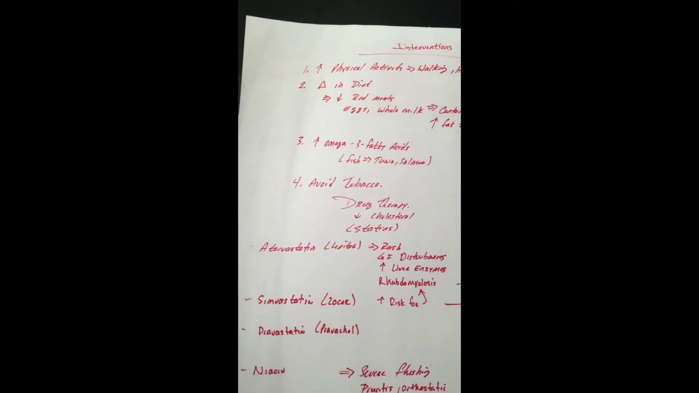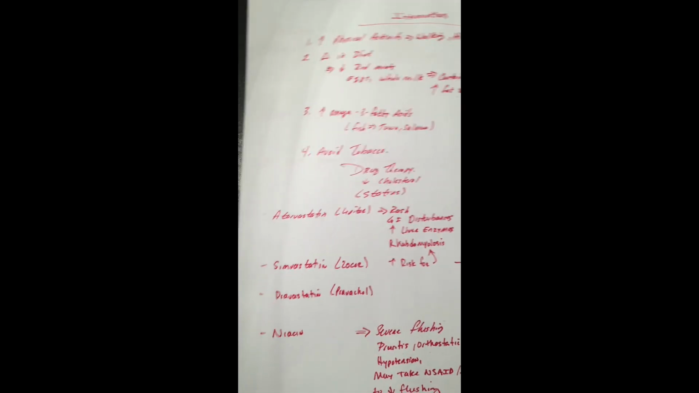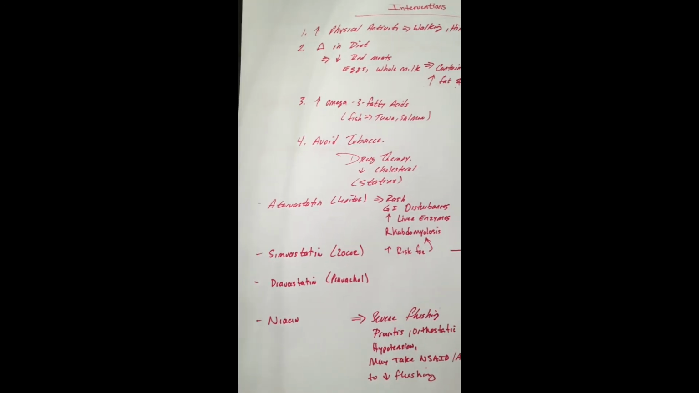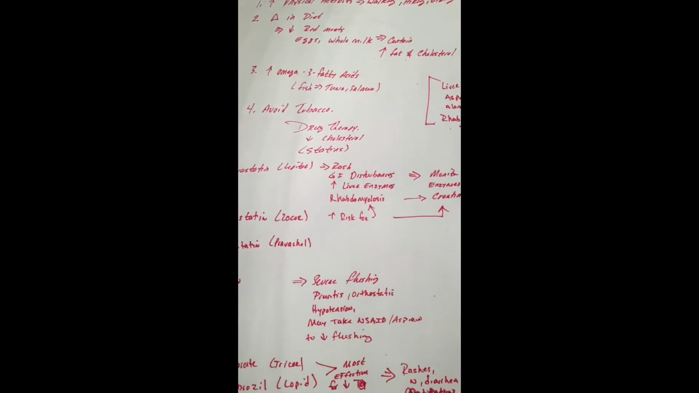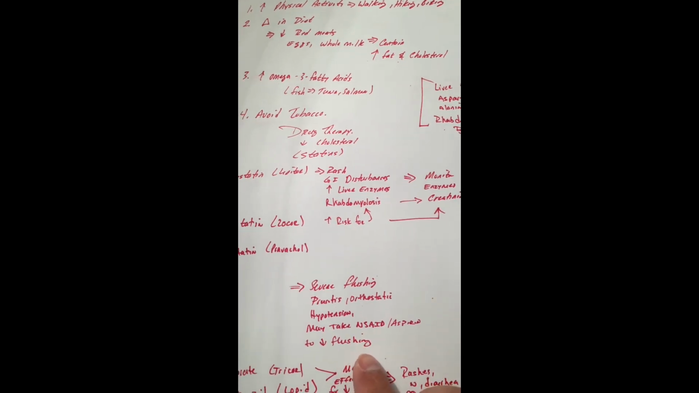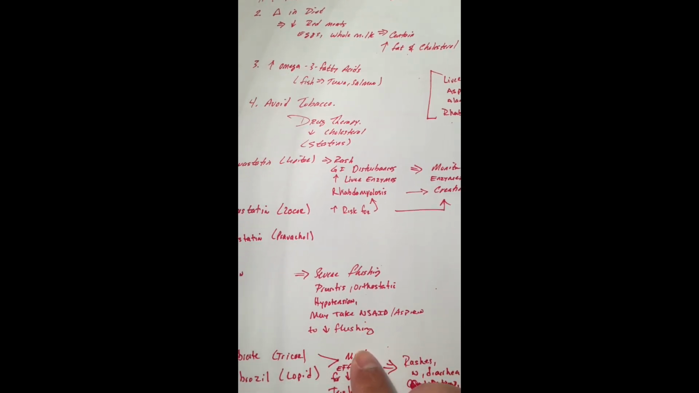Now, we have something like niacin, a vitamin B. Niacin can cause severe flushing. So again, make sure you inform your patient. If they take this, they will most likely become flushed. It can also cause pruritus or orthostatic hypotension. Now, if they want to decrease those effects, they can take something like NSAIDs or aspirin to decrease flushing.